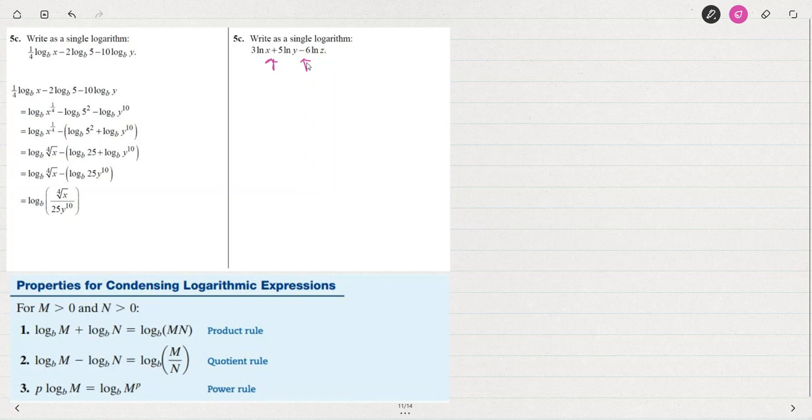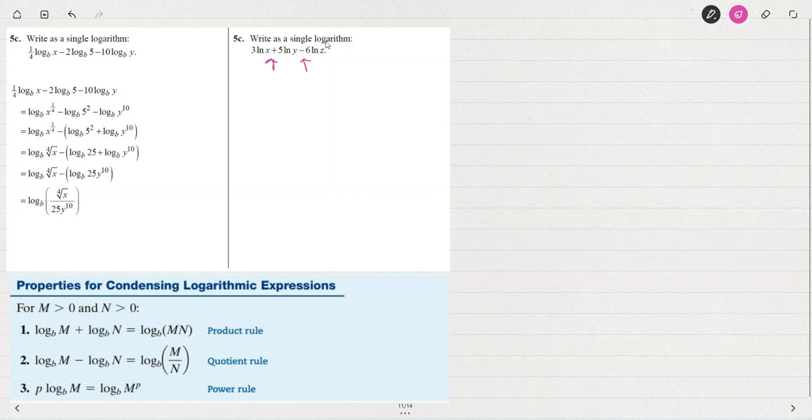One way to see it is that anything that's added, anything that's positive, it's a plus. So plus 3 ln x plus 5 ln y is going to go in the numerator. And anything when we get a subtraction, when we subtract 6 ln z, that means divided by.